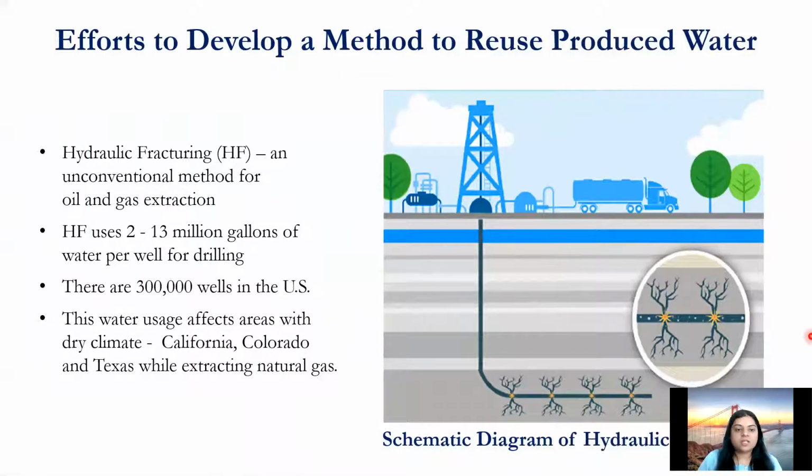Hydraulic fracturing is an unconventional method to extract oil and gas, and it uses around 2 to 13 million gallons of water per well for drilling. There are around 300,000 wells in the United States, and this water usage affects areas with dry climate like California, Colorado, and Texas while extracting natural gas.